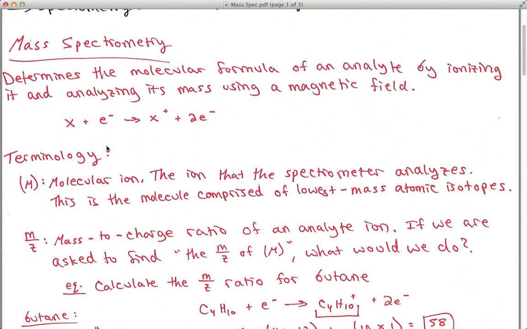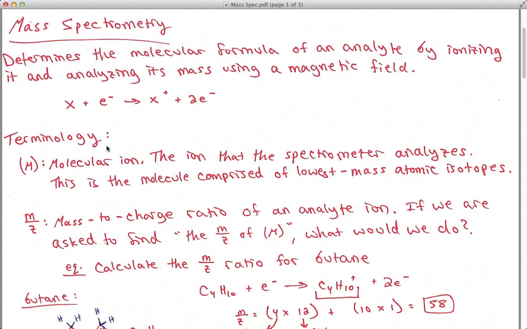Mass spec specifically, what can it tell us about a molecule? Well, mass spec excels at giving us the molecular formula of an unknown substance, which we call the analyte. And it can also be used to determine the purity of a substance that we already do know, by telling us whether or not there's anything else present in the substance. It determines the molecular formula of an analyte by ionizing it and analyzing its mass using a magnetic field.